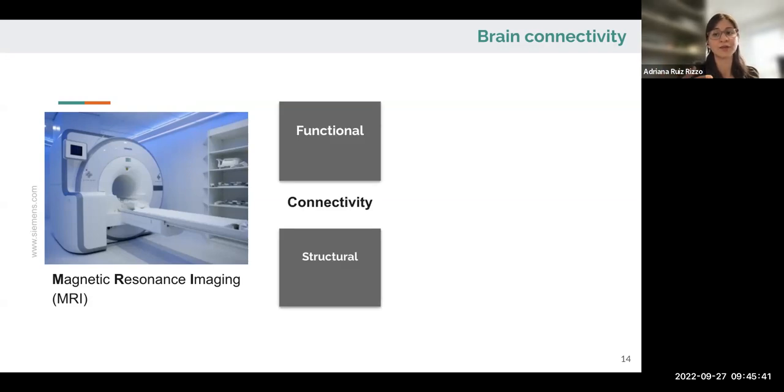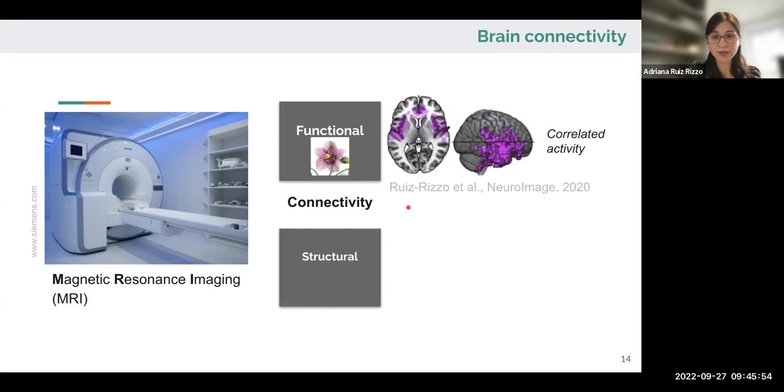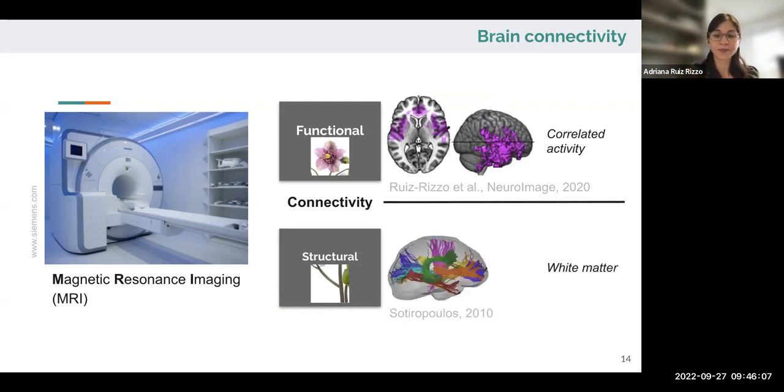As I said earlier, we can focus on gray matter or white matter, and the more technical terms are functional and structural connectivity. Functional connectivity, which focuses on the flowers, relates to the correlated activity between different brain regions, whereas structural connectivity, which refers to the stems in the flower analogy, reflects the white matter connecting those brain regions. In the next two studies, I will focus on functional connectivity.